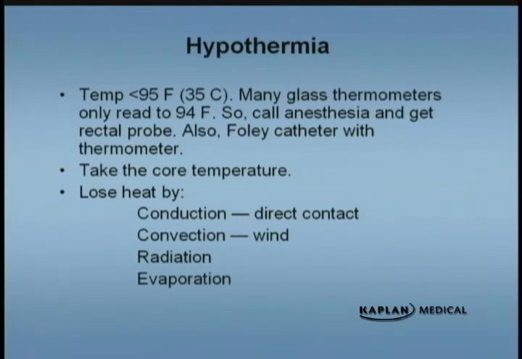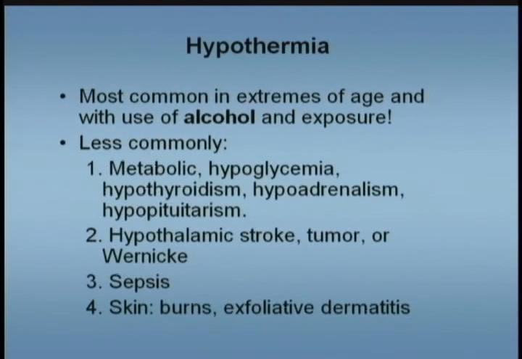How do we lose heat? Well, remember your physics. It's conduction, convection, radiation, and evaporation. Conduction is the direct contact. When you touch metal and it's cold, the heat goes directly into the metal. Convection is wind. Radiation is like a light bulb. And evaporation we talked about. We use evaporation to treat the hyperthermic patient.